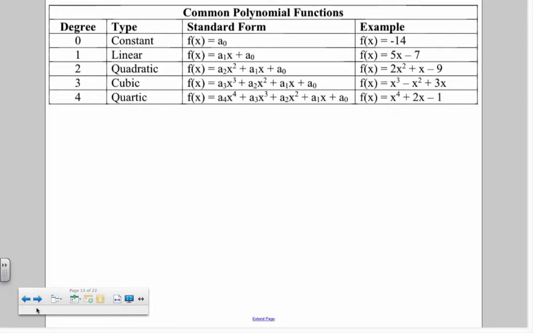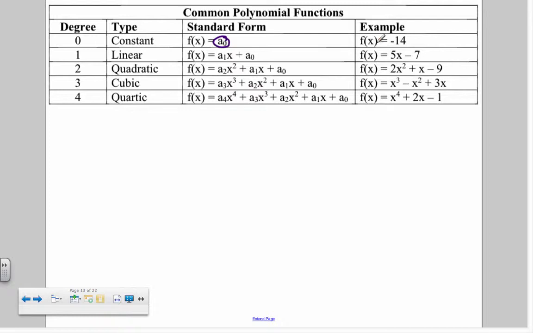So this chart is going to help you give the type and degree of a polynomial in standard form. So degree talks about the highest exponent in that polynomial. So if we have a degree of 0, that means all I have is a constant. And here's an example, right? I have f of x equals negative 14. Negative 14 is really the only thing.